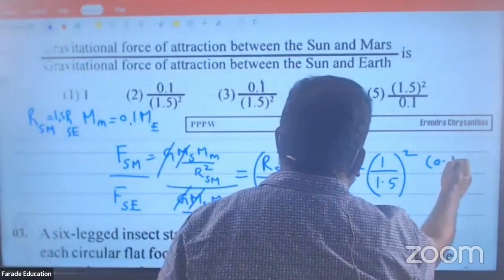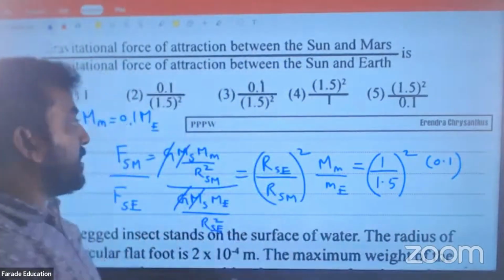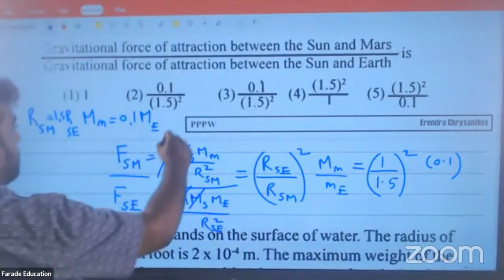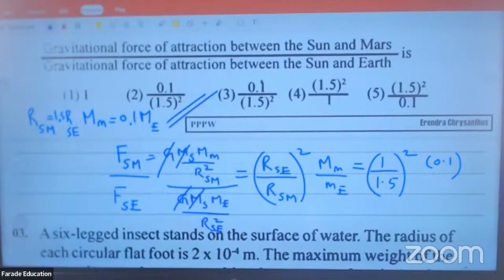Here 0.1. Check and see this ratio. 0.1 divided by 1.5 squared. Correct answer is answer number 2.